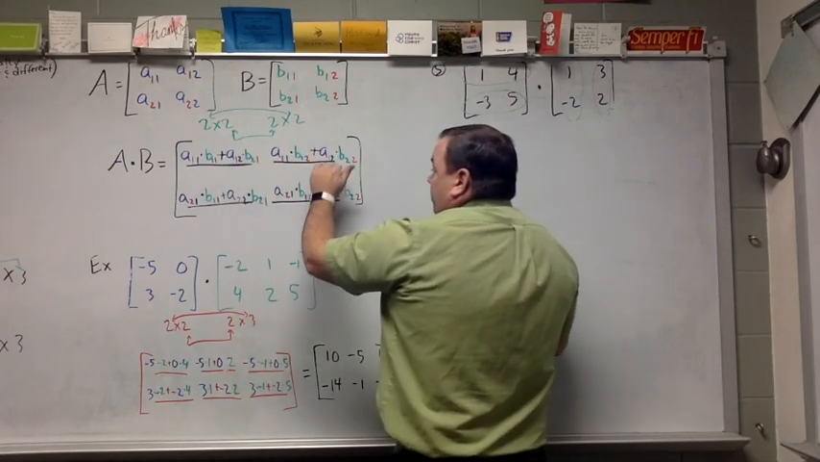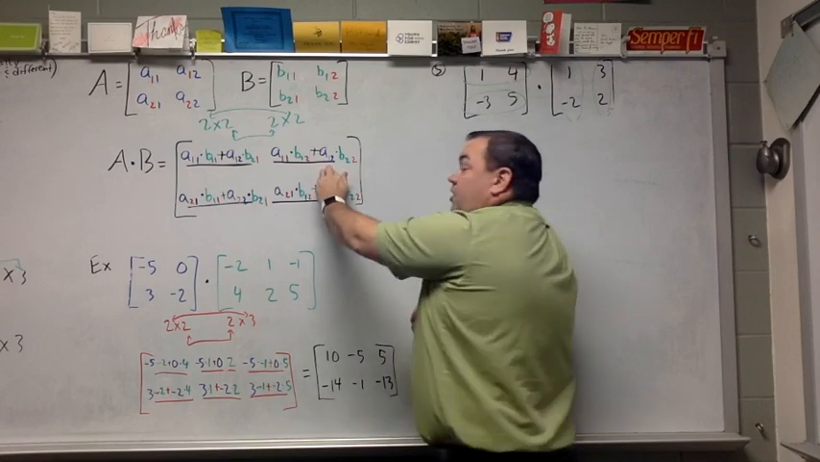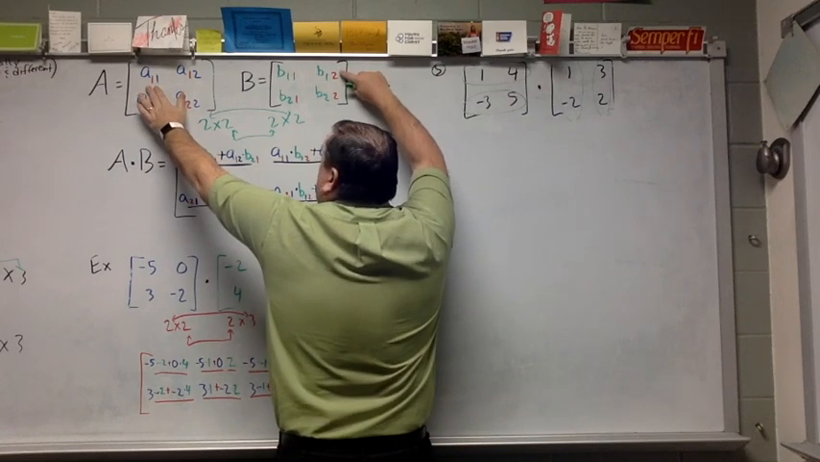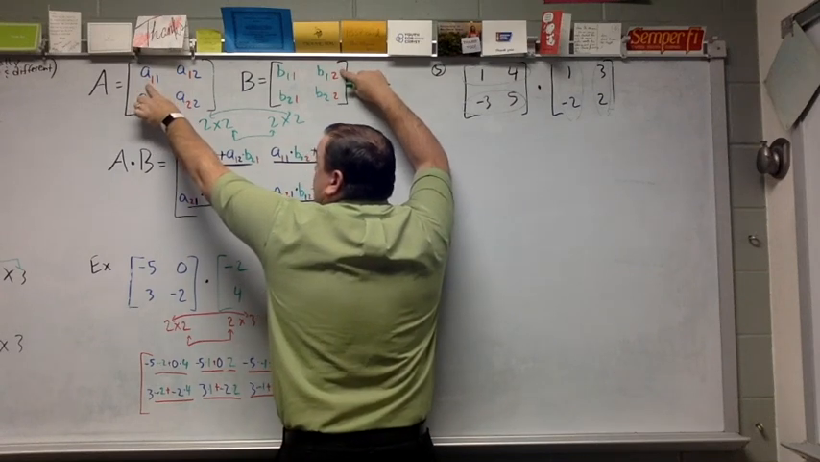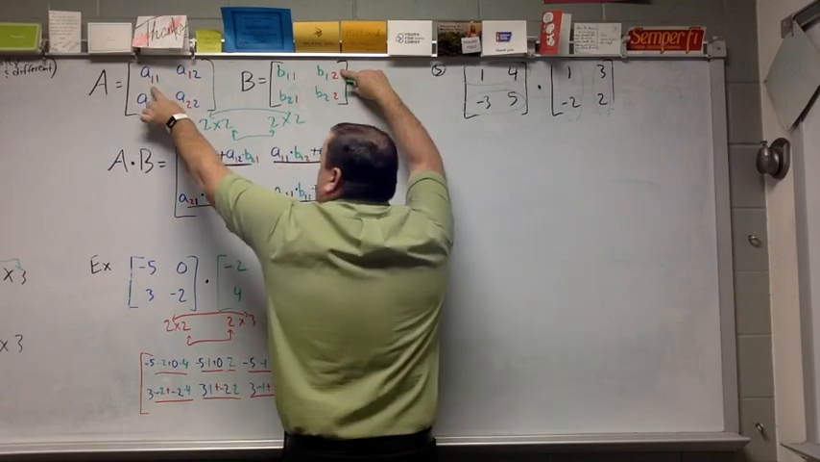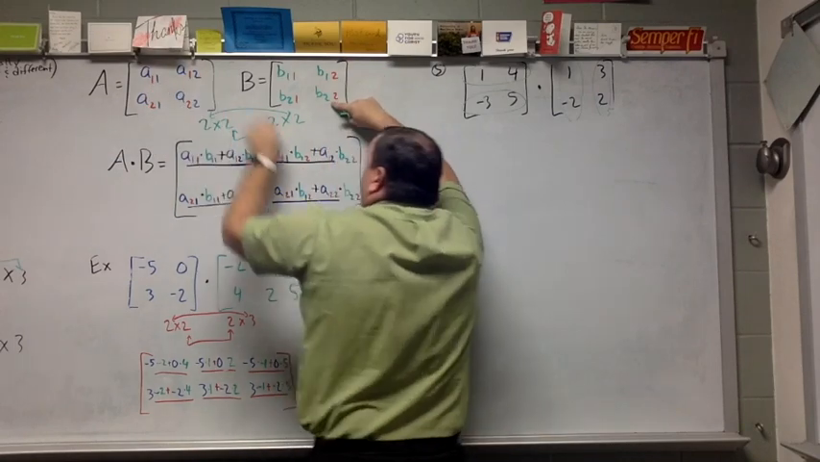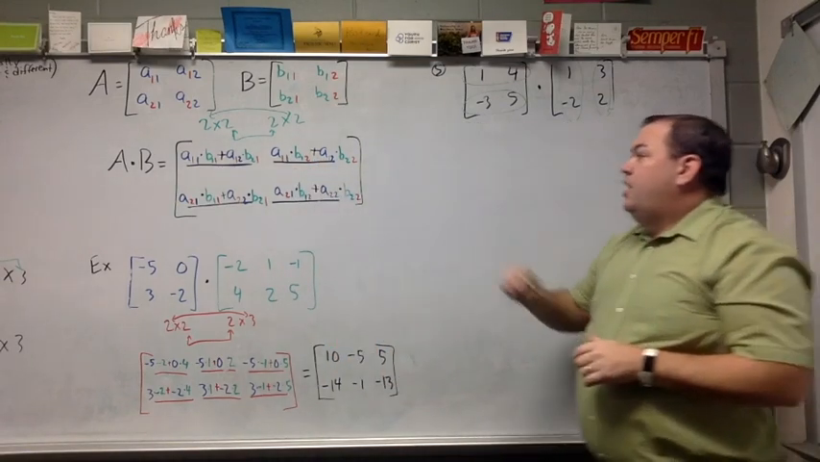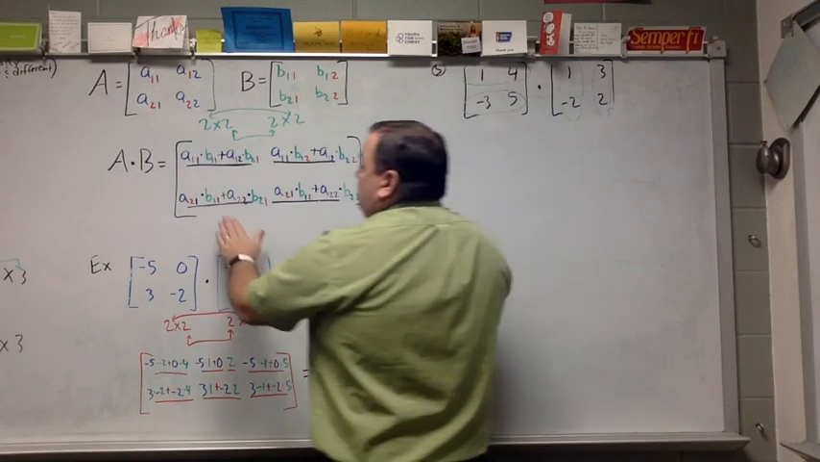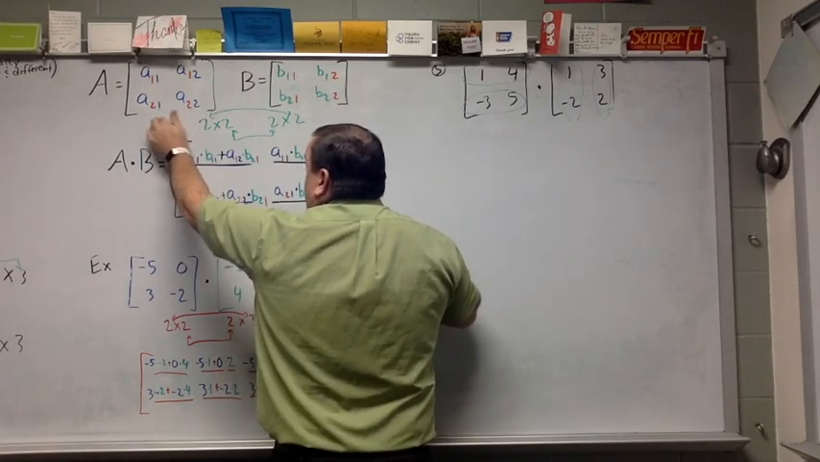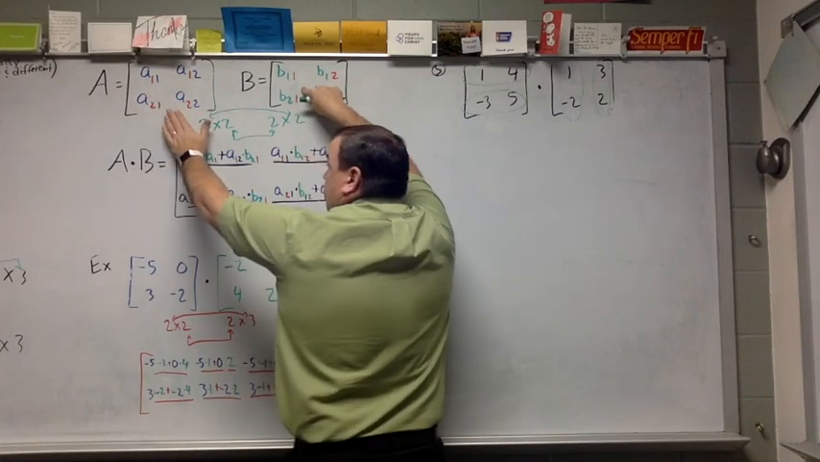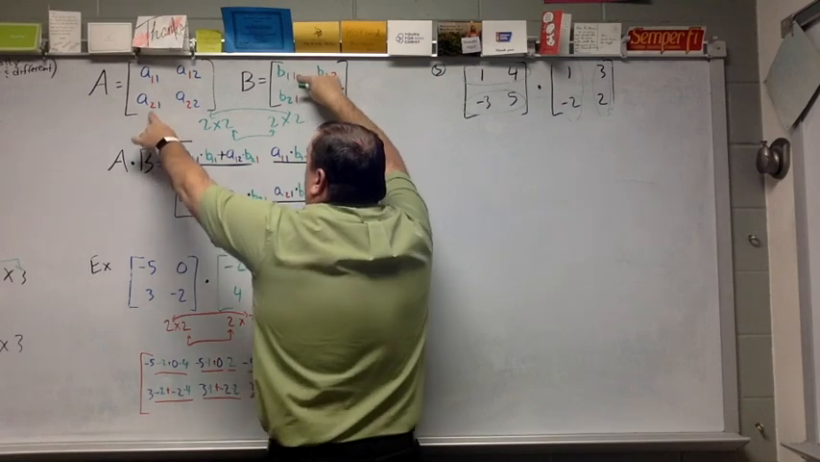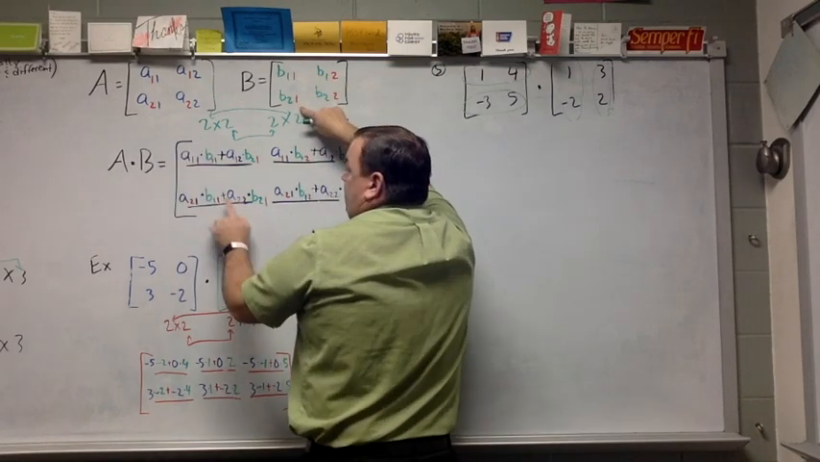As I move over, I'm still in row 1, but now I'm in column 2. So I'm going to reuse row 1, but now I'm going to use column 2. I multiplied the first term right here. Then I multiplied the next term right here, and I added those two products up. As I move down to row 2, now I'm going to use row 2 of this matrix, column 1. Remember, I get my rows here, my columns here. So I multiplied the first elements, then I multiplied the second elements, and I added them up.